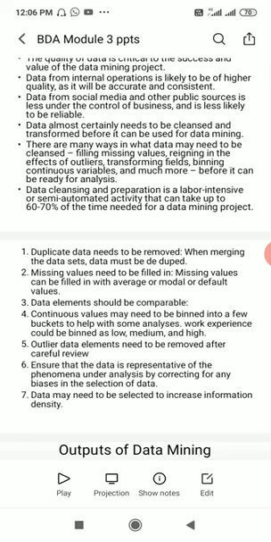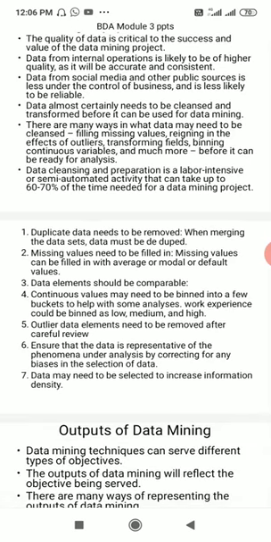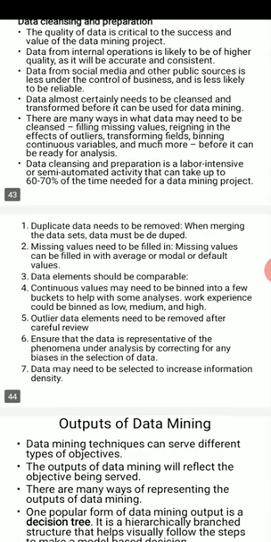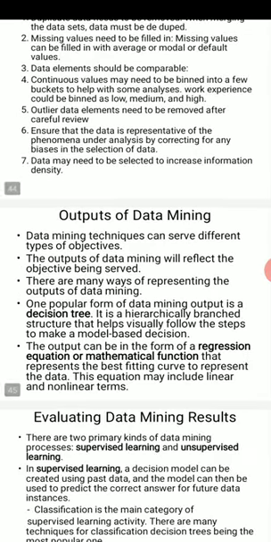So ensure that the data is representative of the phenomena under analysis by correcting for any biases in the selection process. Data needs to be selected to increase information. So, outputs of data mining. Among the outputs, the most commonly used one is the decision tree. One of the popular forms of data mining output is the decision tree.